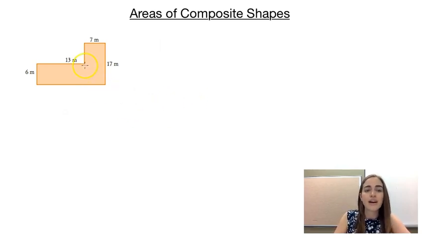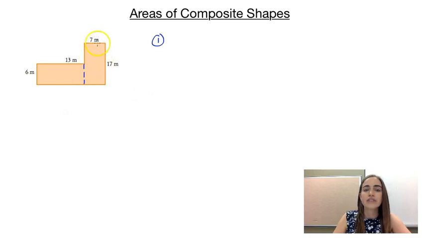The first way that I see is if I split the shape straight down here, and then I can find the area of this rectangle and the area of this rectangle and add them together. So this is my first method of solving this.